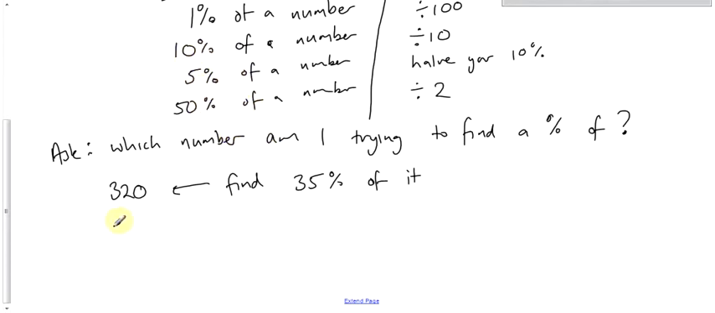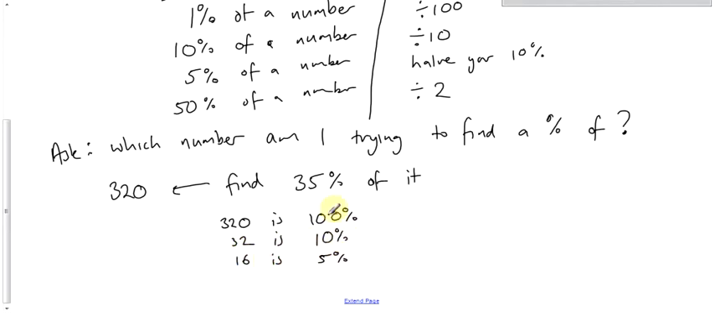So, first of all, I'm going to write down what I know. 320 is 100%. It's my whole number. So, 10% is going to be that divided by 10. If I divide it by 10, I get 32. So 32 is 10%. And if I want to know what 5% is, well, 5% is half of 10%. So I half this number here, because this number is the 10%, and half of 32 is 16.